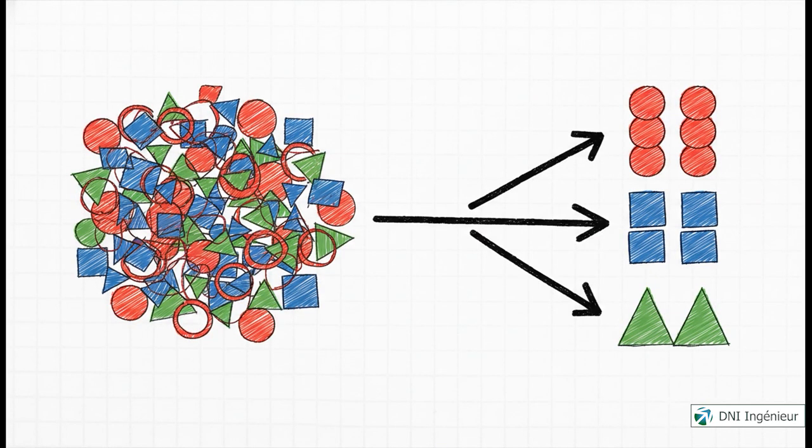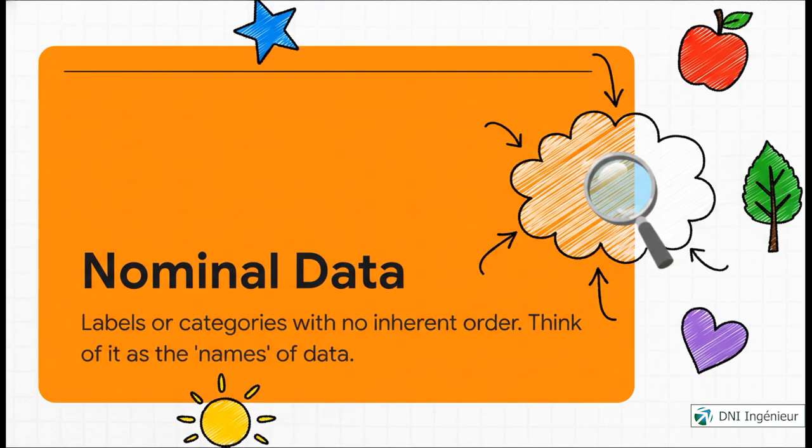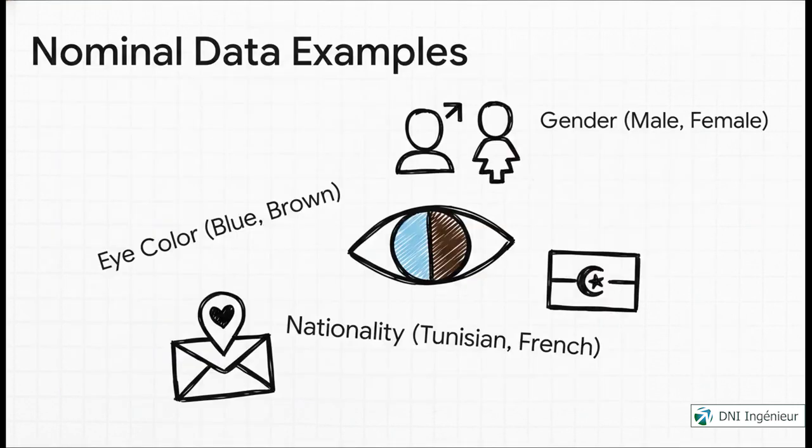First up, let's talk about categorical data. This is all about sorting stuff into groups. The first type here is nominal. Just think of them as simple labels. Their order doesn't matter. Things like your eye color or nationality are nominal. There's no ranking between the categories at all.